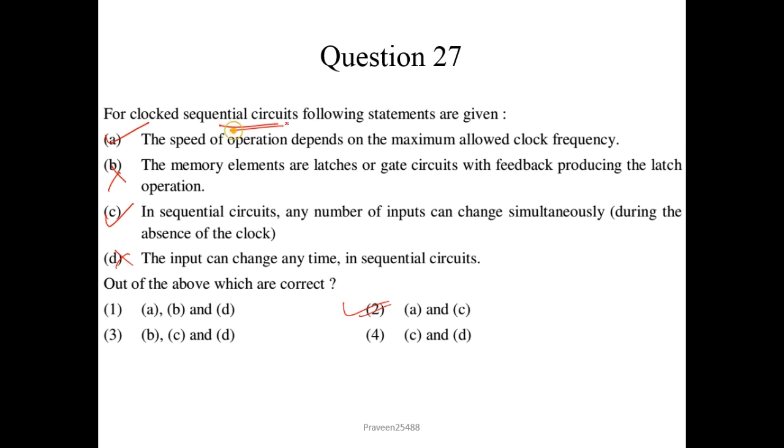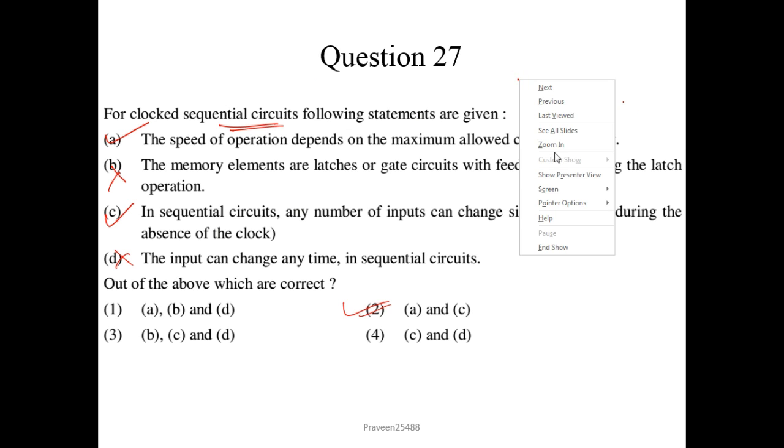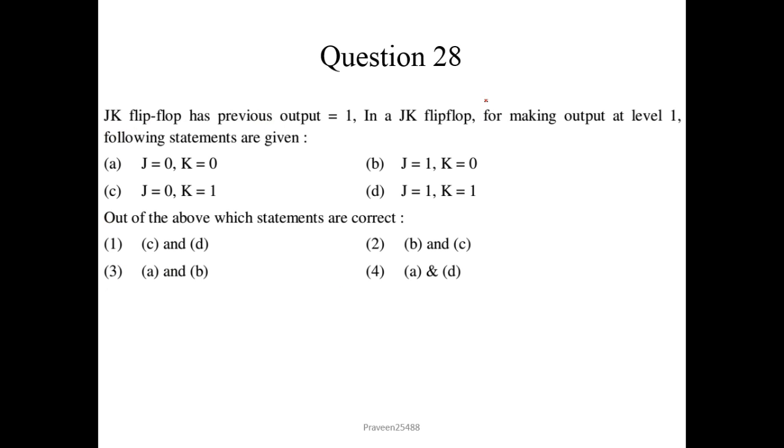So we know that in sequential circuit, our present state depends on the present input as well as previous output. On the other hand, in combinational circuits, our present output depends on the present input only. So here is now question number 28.